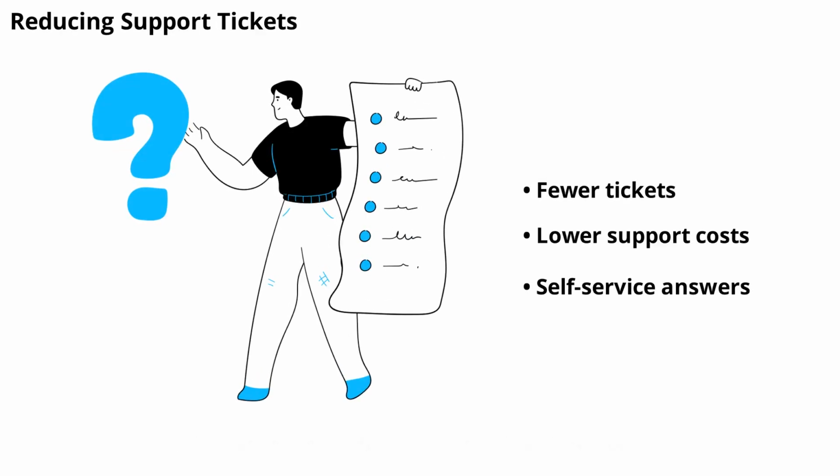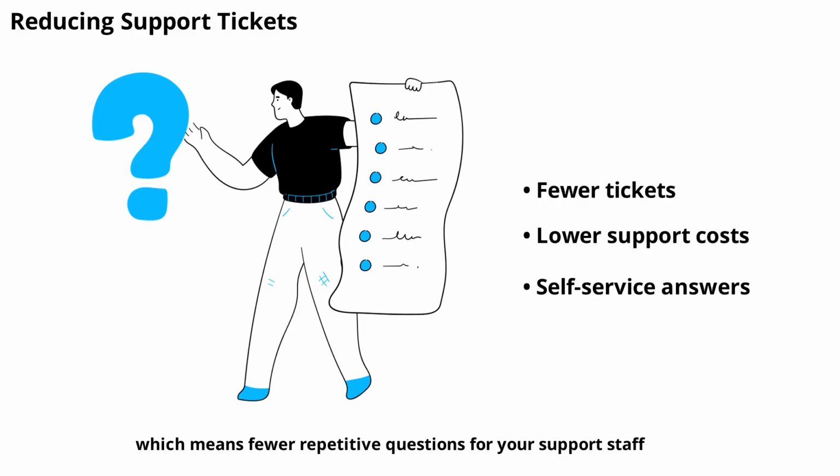A well-organized knowledge base can significantly reduce the number of support tickets your team receives. Customers and employees can find answers on their own, which means fewer repetitive questions for your support staff. To estimate this value, look at the average number of tickets before and after implementing the knowledge base, and multiply the reduction by the average cost per ticket.